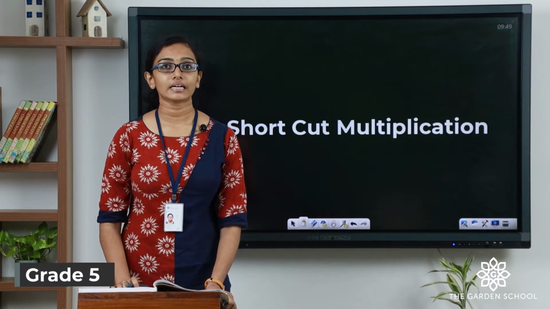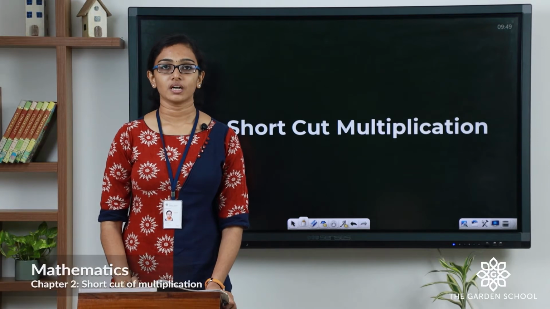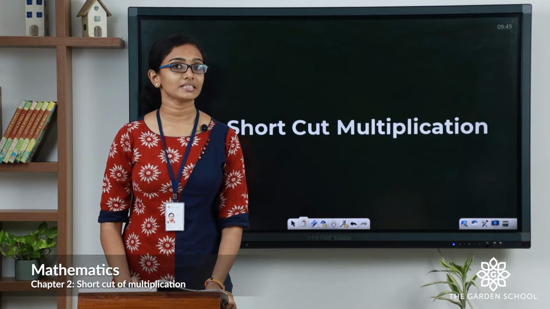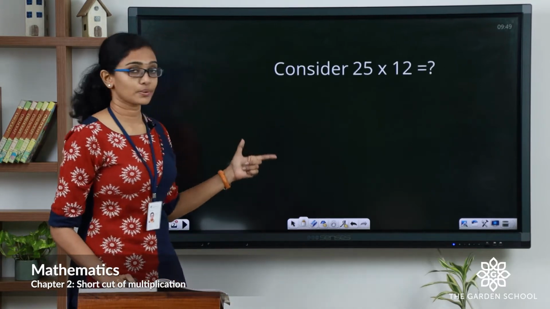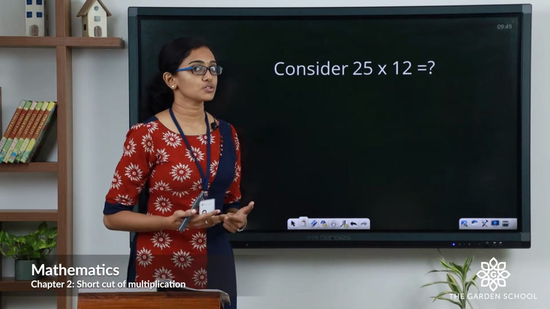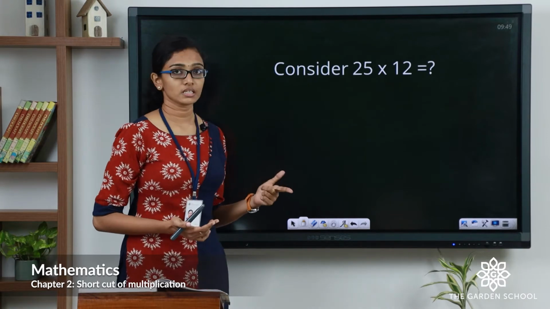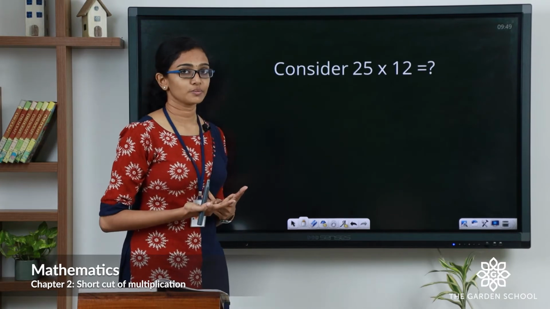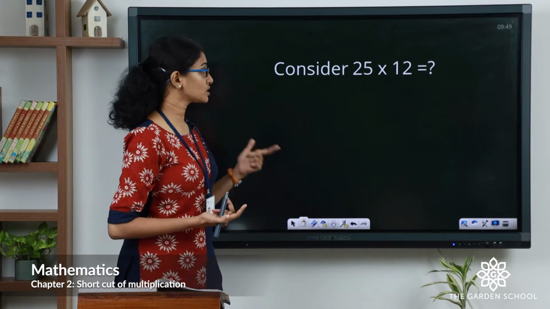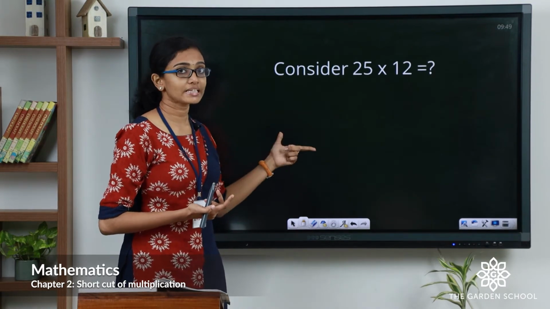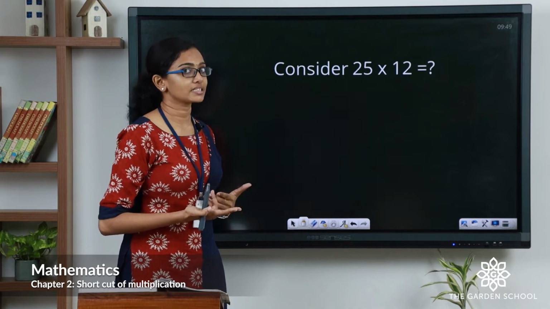So, we have been learning about multiplication. I hope all of you are thorough with the multiplication tables by now. Now, look at this question. 25 into 12. How would you multiply this? Definitely the product is going to be a big number, right? So, is there any shortcut to do this multiplication so that we can find the answer easily? It would be nice, right?